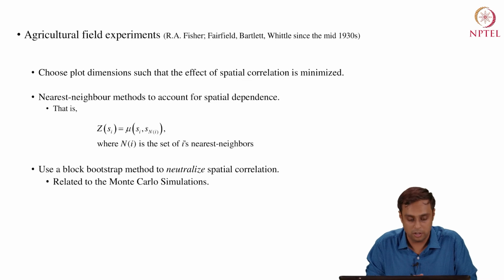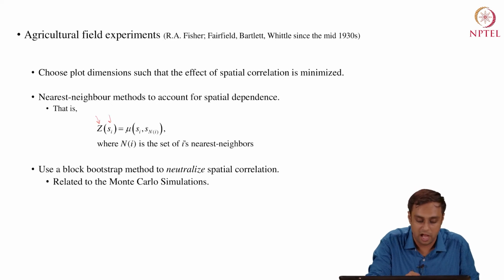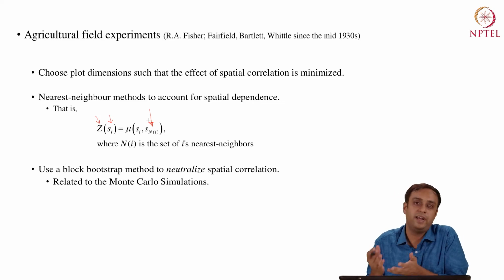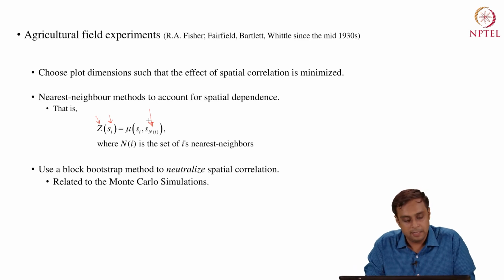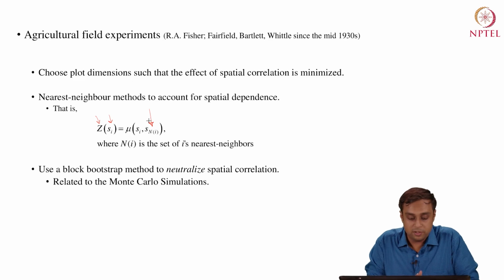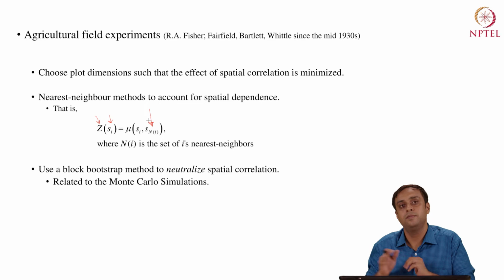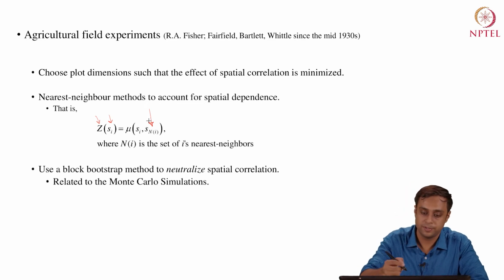You can take a look at this. The only thing I want to say is that the value observed at location i depends on what's happening at location N_i, where N_i is simply the set of neighbors of i, right? There are other statistical techniques like block bootstrap methods to neutralize spatial correlation in data. These are things that we will learn later, but I just wanted to put it out there for your notes, okay?